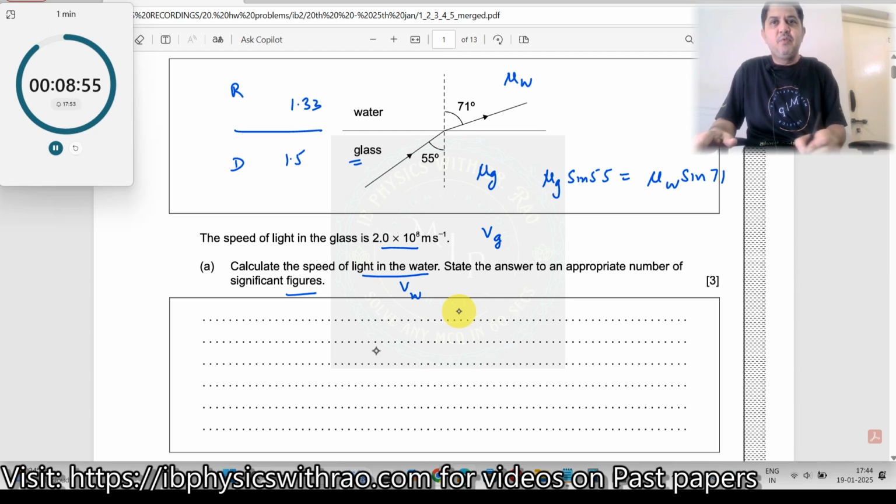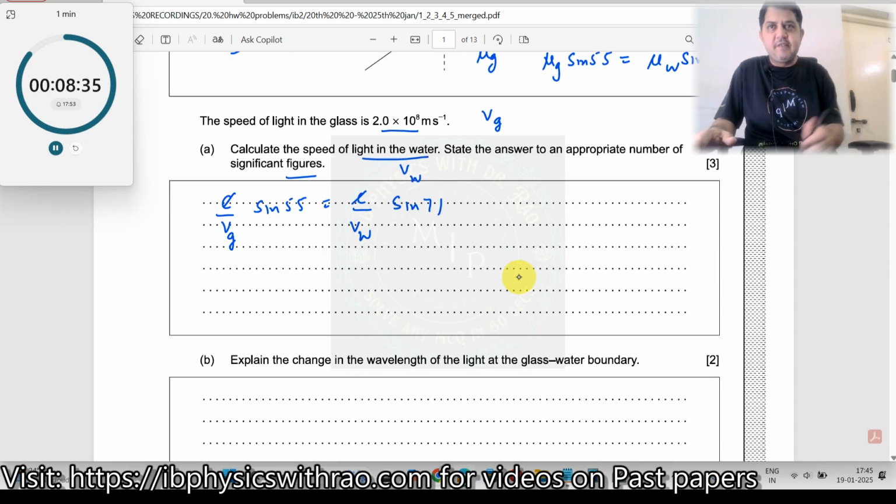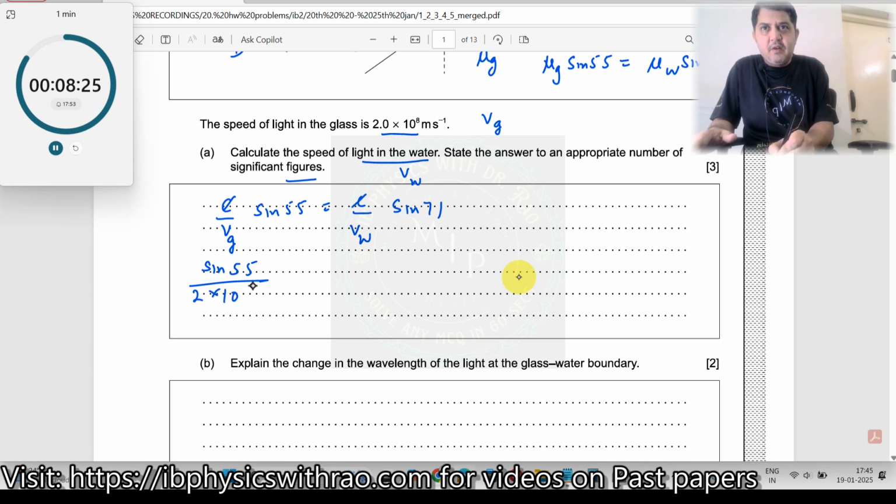Now we know mu g. Mu g is equal to C by Vg into sine 55 is equal to mu w, which is C by Vw, into sine 71. This C and this C go away. You are now left with this. Vw we need. Vg is already known to you. Let me write down the same formula once again: sine 55 divided by 2 into 10 to the power of 8 is equal to sine 71 divided by Vw.